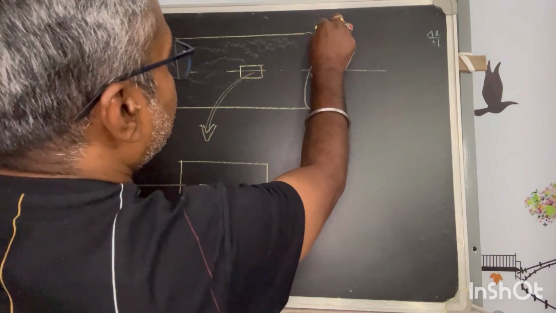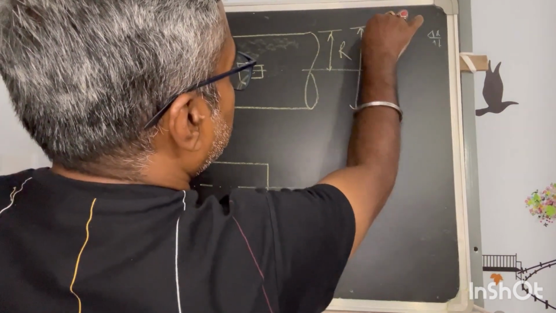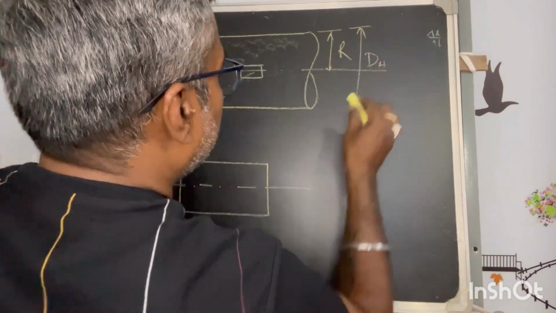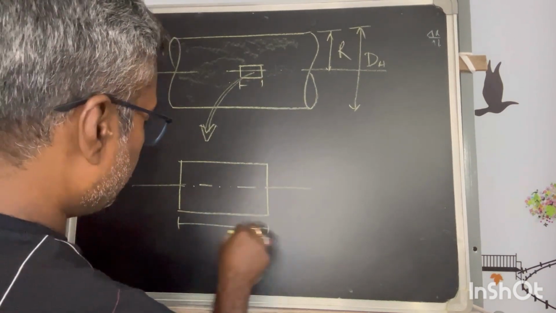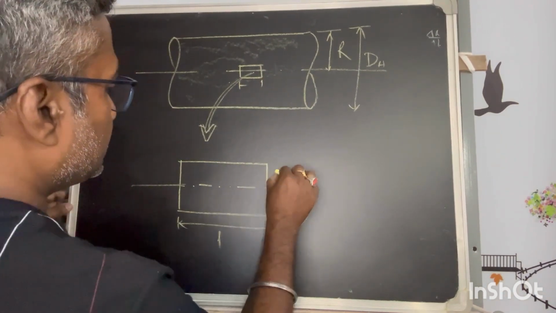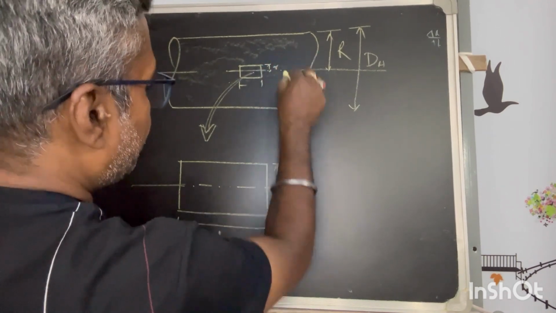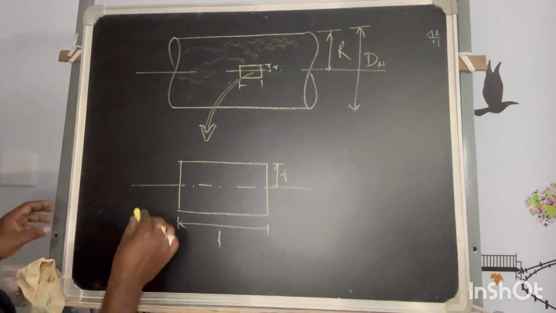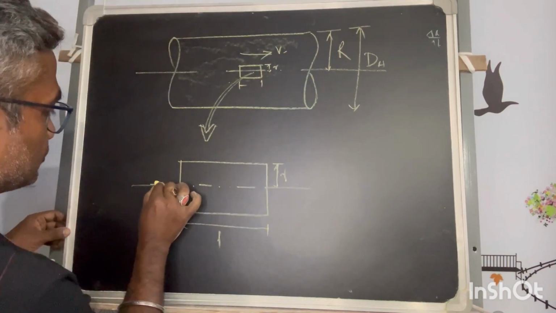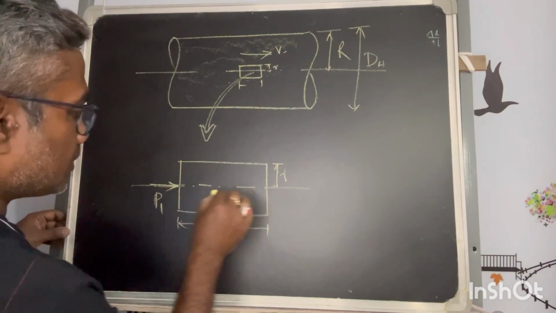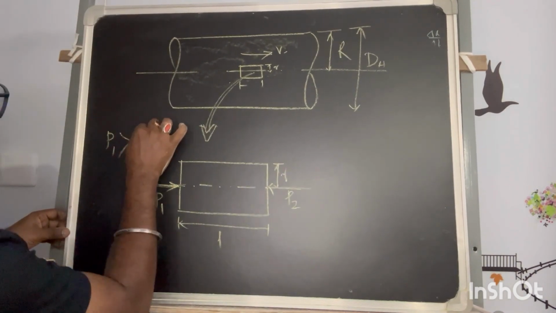So this is, let's say, the maximum radius r, and this is twice r, that means the hydraulic diameter dh. For this element I am taking L as the length of the element and r as the radius of the element. It is flowing this way, velocity is this way. So definitely there is a difference in pressure on both sides, and P1 must be more than P2.